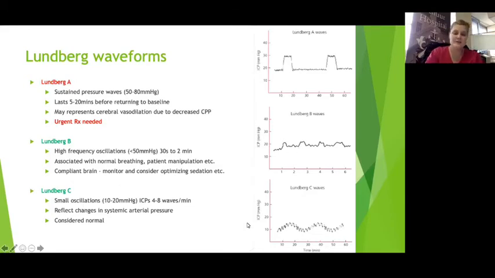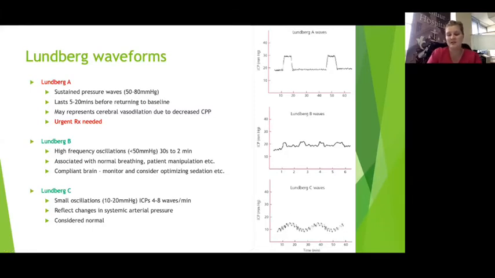The Lundberg C waveforms look literally like this little tooth saw oscillatory pattern. They're small oscillations of between 10 and 20 millimeters of mercury variations, and they usually have their own little oscillation rate of about 4 to 8 waves a minute that they will run through, this swing between 10 and 20, and that's really just been associated with systemic arterial pressure changes, and it's considered to be normal.